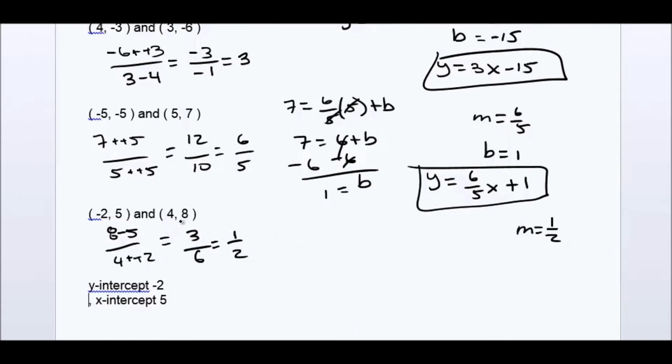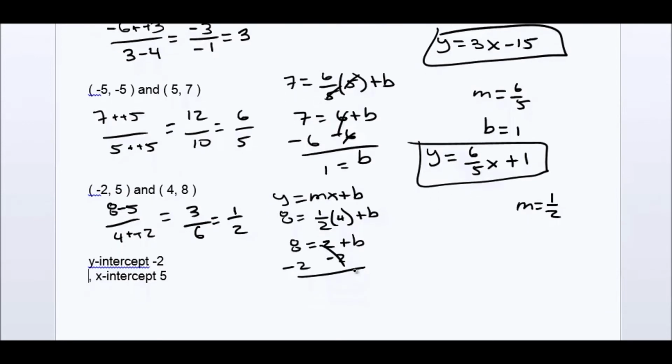Now use one of these 2 points. I'll just use the positive one. So plug everything into y equals mx plus b. So y, which is 8, is equal to slope, which is 1 over 2, times x, which is 4, plus b. Half of 4 is 2, or 4 divided by 2 is 2. So 8 is equal to 2 plus b. Subtract 2 from both sides, and let me just move down a little.